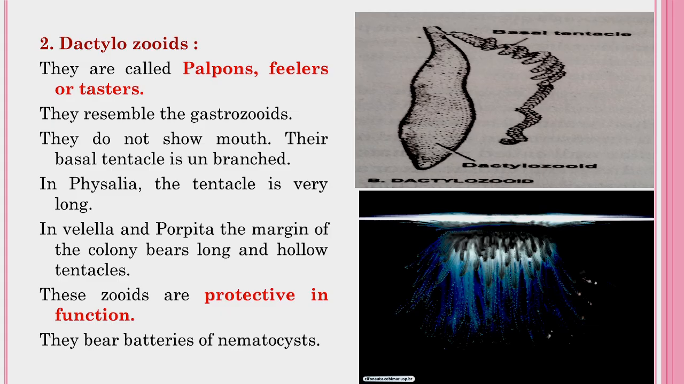In Physalia, the tentacle is very long, whereas in Porpita and Velella, the margin of the colony bears long hollow tentacles, and these joints are protective in function. And batteries of nematocysts are present on the tentacles to paralyze the prey.